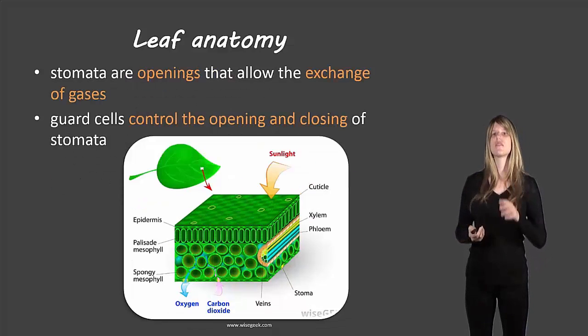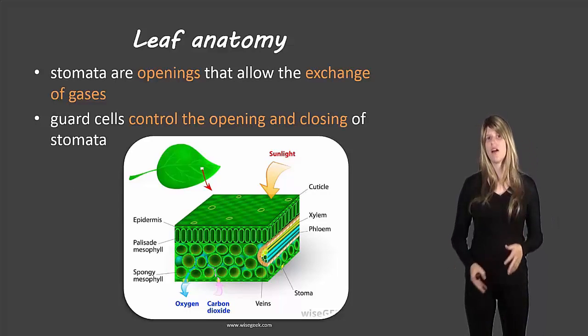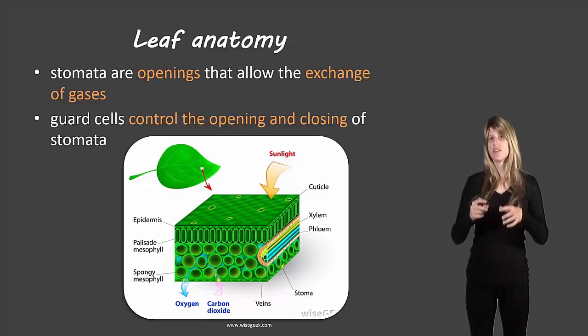The next part are the stomata, and these are actually just holes or openings in the bottom of the leaf. And that allows carbon dioxide to come in and oxygen to go out. And surrounding those stomata are what we call guard cells, and these guard cells can squeeze shut or open up completely to allow the gases to come in and go out, or to keep them from going in and out.